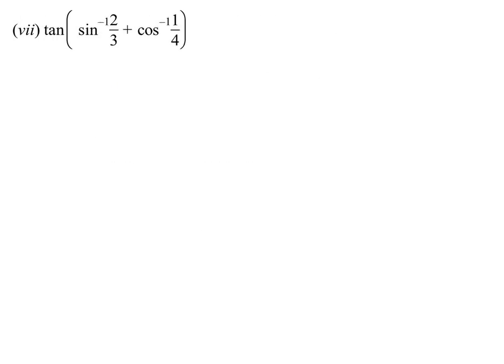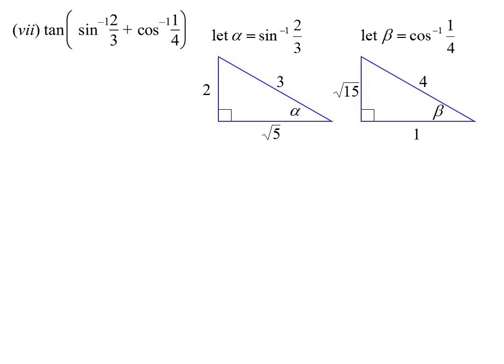The tan of the inverse sine of 2/3 plus the inverse cos of 1/4. Remember, those inverse trigs are representing some angles. Again, we don't actually need to know what those angles are. So if I let alpha, this might make it a bit more obvious, be that angle, the inverse sine of 2/3, again, draw up a triangle: 2/3, other side root 5. And I'll let beta be the inverse cos of 1/4. Draw up a triangle: 1, 4, other side root 15.